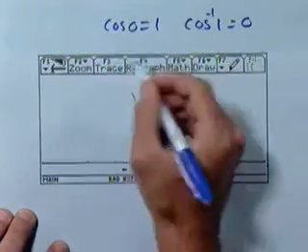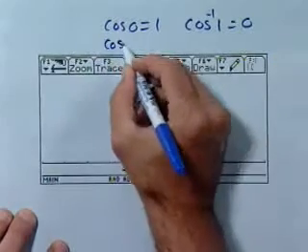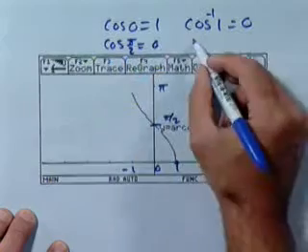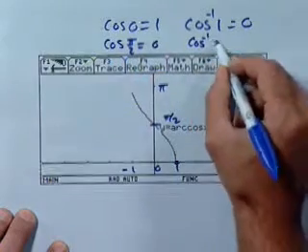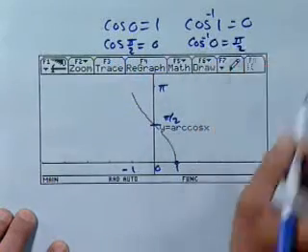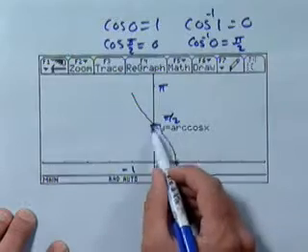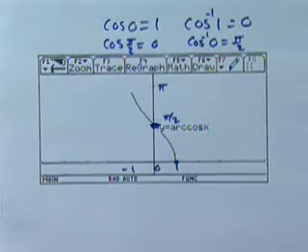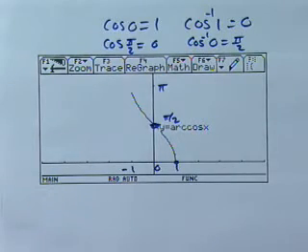On the other hand, let's say cosine of pi halves is equal to 0. Therefore, arc cosine of 0 is equal to pi halves. That's why we have a y-intercept at pi halves. Arc cosine of 0 is pi halves, etc. So there's the graph. Okay?